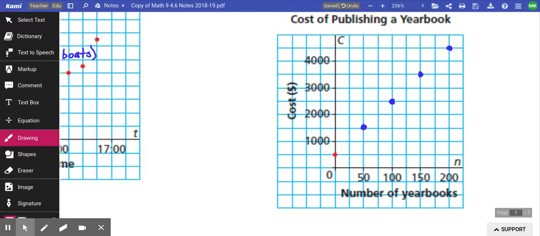56 and a half, 56.9. Like there's little spots in between that don't exist.